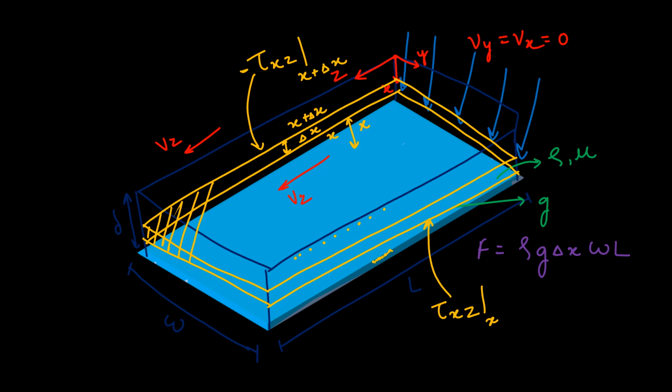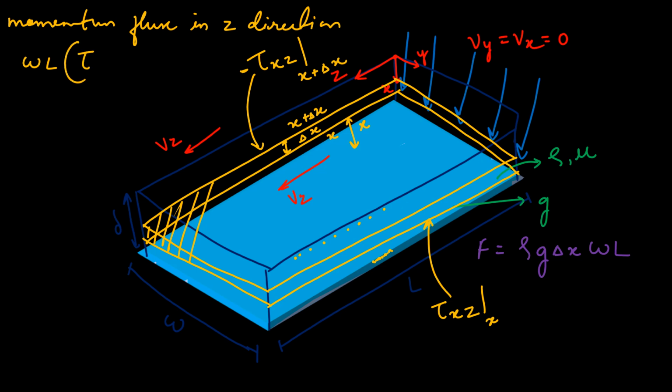Now if I check the molecular momentum flux, so what will be my molecular momentum flux in z direction? So it will be W L, width and length of the flat plate, into tau xz at x minus tau xz at x plus delta x, right?